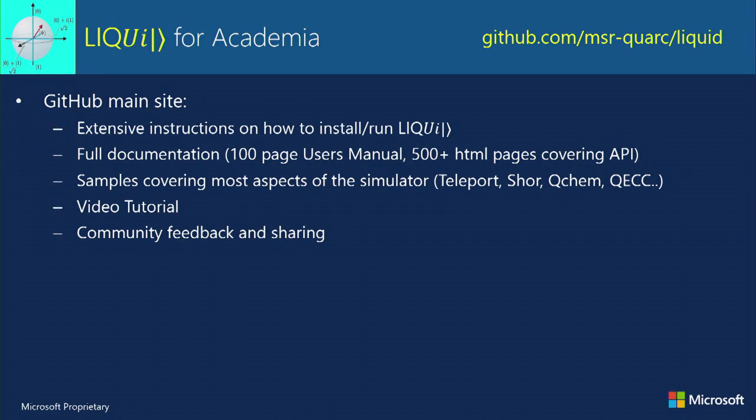This is how you get Liquid. There's a GitHub site with extensive instructions on how to install and run it, full documentation, 100-page user's manual, 500-plus pages of API docs, samples covering almost everything you've heard today, maybe even a little bit more: teleport, Shor, quantum chemistry, quantum error correction. There's a video tutorial that walks you through the whole process of writing code with it. There's community feedback and sharing. It's a GitHub site. People are welcome to contribute and pass code back and forth among each other.